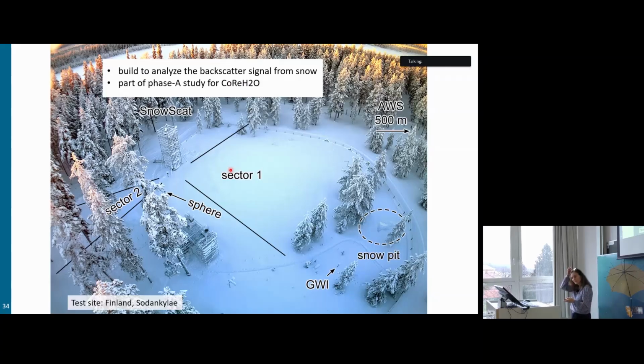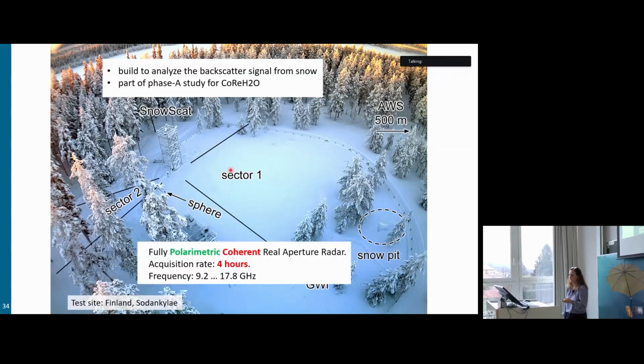Okay, yeah, this was originally built up. It's also an ESA project, funded by ESA for a mission called Core H2O. It was a mission proposal where they used two wavelengths, an X-band and a Ku band, in order to estimate snow water equivalent from the difference of the frequency. But this mission was not successful. It was just a proposition, and it did not go any further.